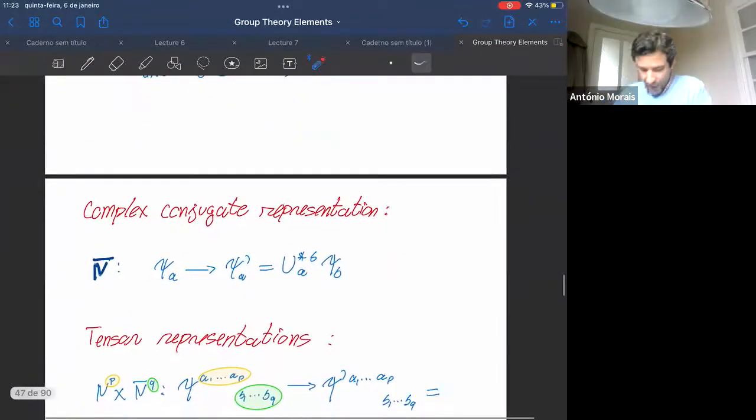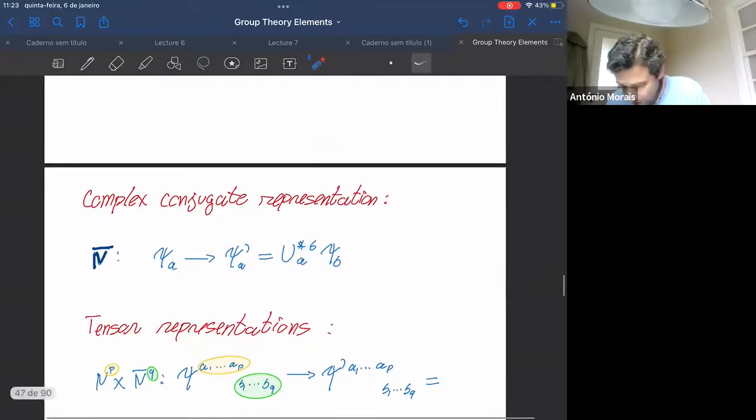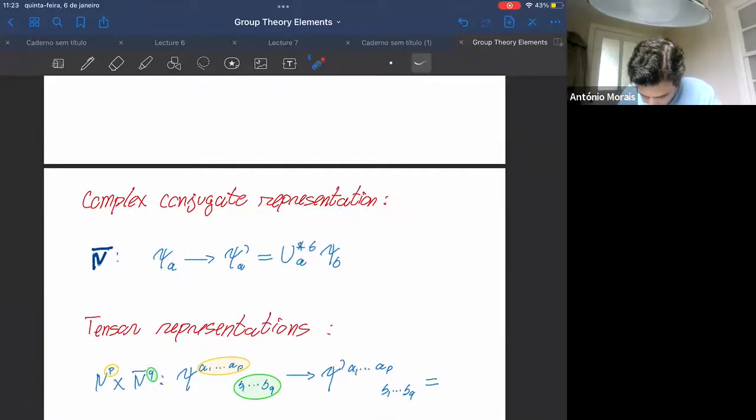But in general, we can have a tensor representation n^p by n bar^q. Here n stands for the fundamental indices, and n bar stands for the anti-fundamental indices. P and Q don't have to be the same number. So here you have P fundamental indices and Q anti-fundamental indices in this tensor representation.